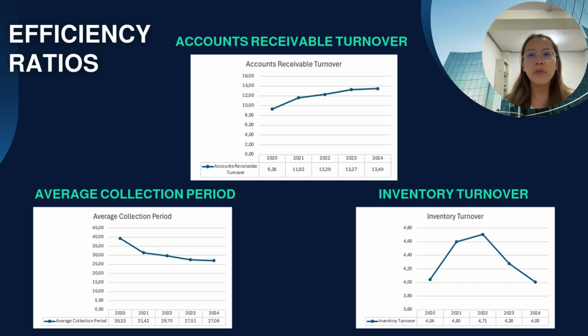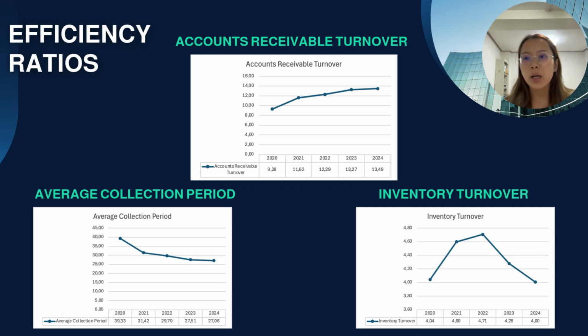Now let's move on to the efficiency ratios. The first one is accounts receivable turnover. It shows how often receivables are collected. A higher value means faster collections. From 2020 to 2024, the accounts receivable turnover ratio improved significantly, rising from 9.28 to 13.49.